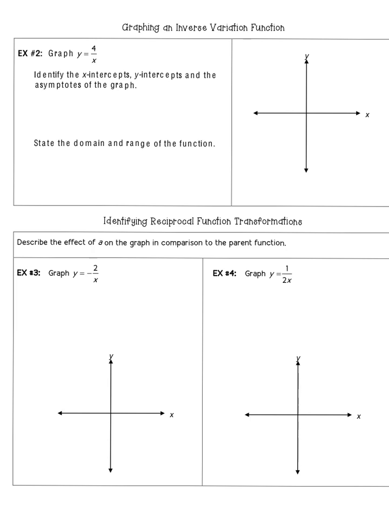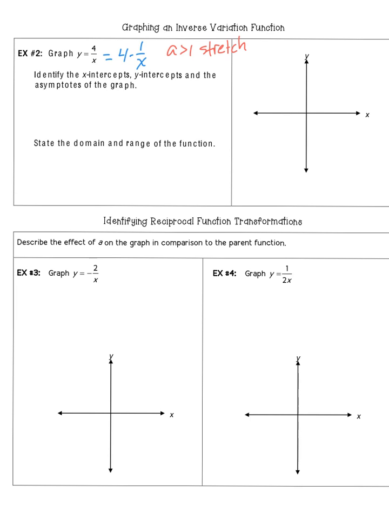Okay, the only thing that's different here from the parent function is this 4 right here. So this 4 is actually a. Because couldn't I factor the 4 out and say it's 4 times 1 over x? So 1 over x is our parent function, 4 becomes our a. So since a is greater than 1, don't we have a stretch?